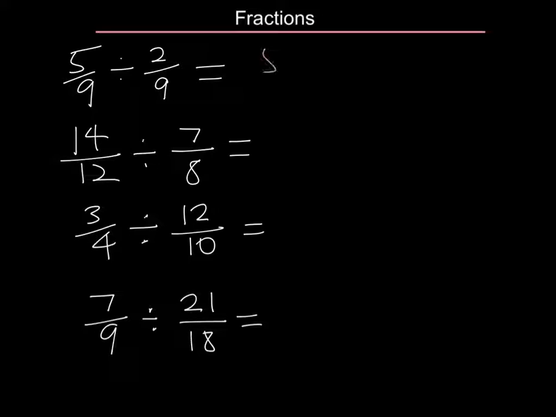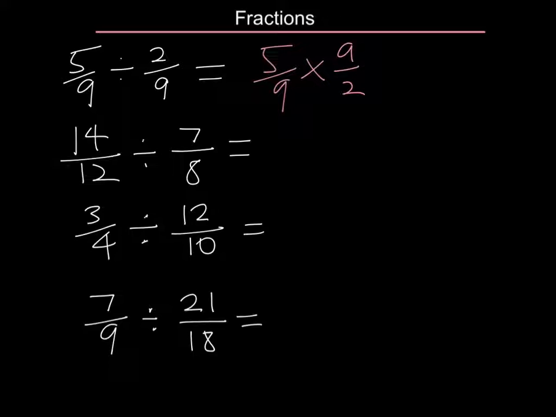So 5/9 divided by 2/9 is the same as 5/9 multiplied by 9 over 2. So every time I do division, I'm going to put the reciprocal of the second fraction, 2/9 will become 9 over 2, and swap the divide to multiply. Then I look to multiply.